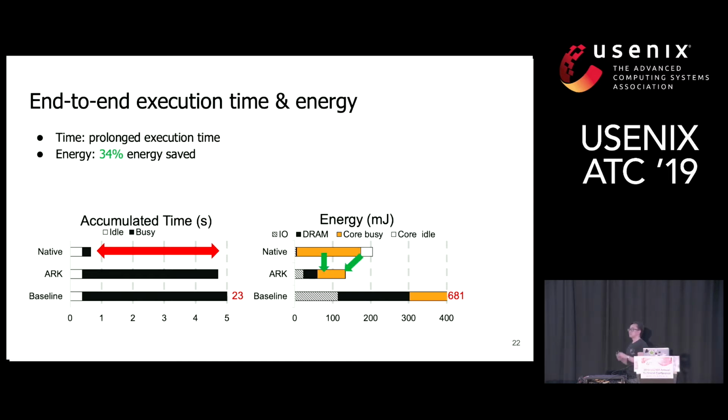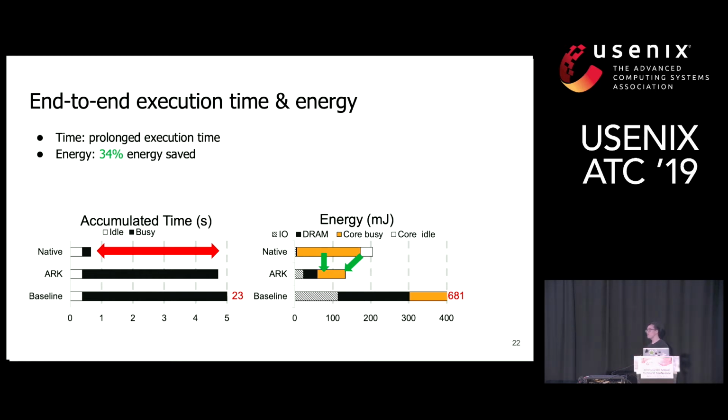This is because Arc runs on the peripheral core, which has much lower busy execution energy, as well as negligible idle power, as you can see in the orange part and the green part, which are completely shortened or removed in Arc's energy consumption.